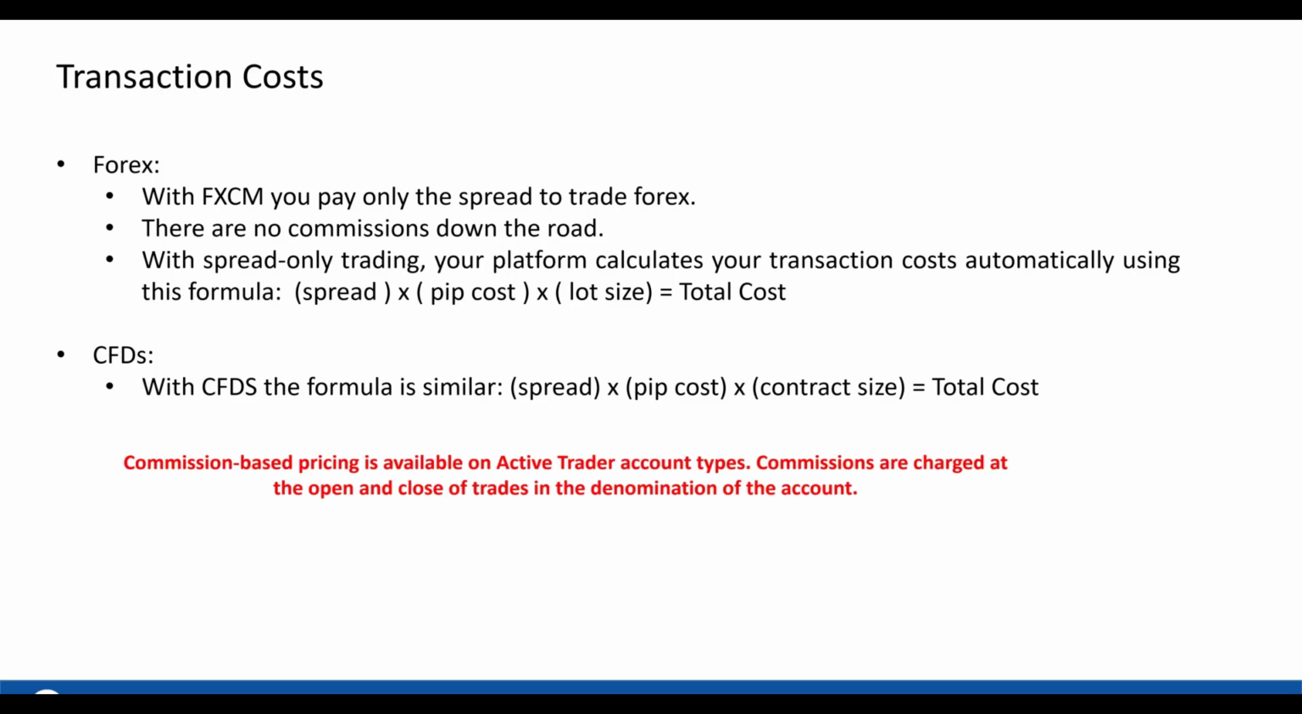Please note, commission-based pricing is available on active trader account types. Commissions are charged at the open and close of trades in the denomination of the account.